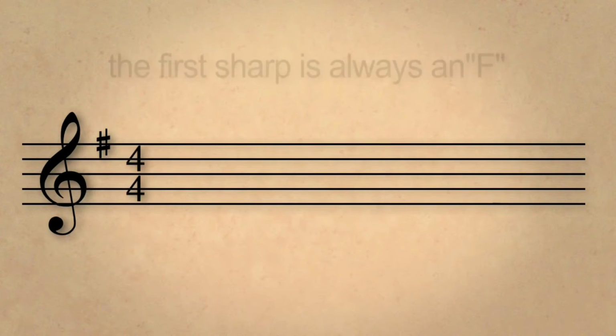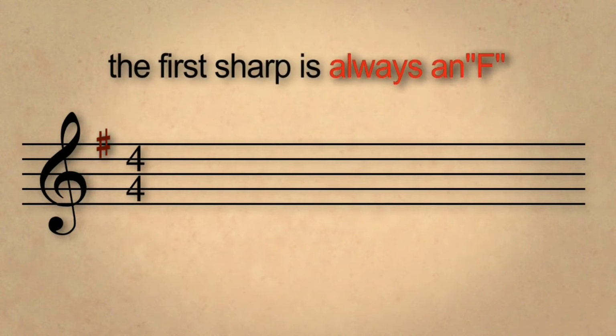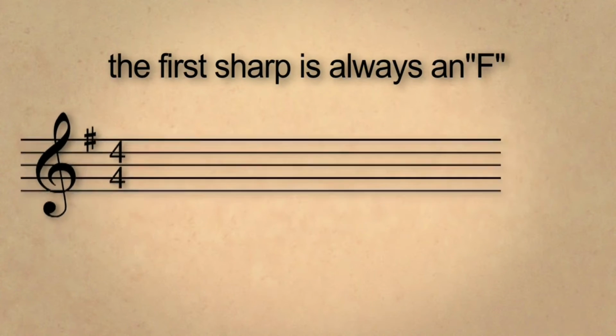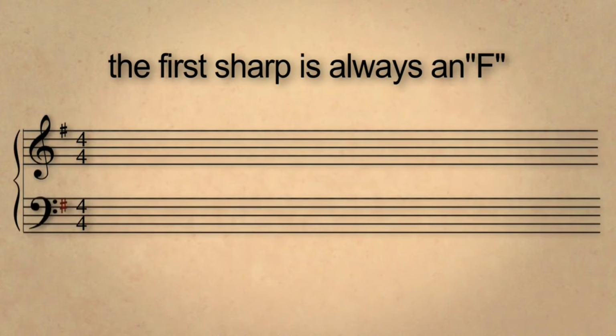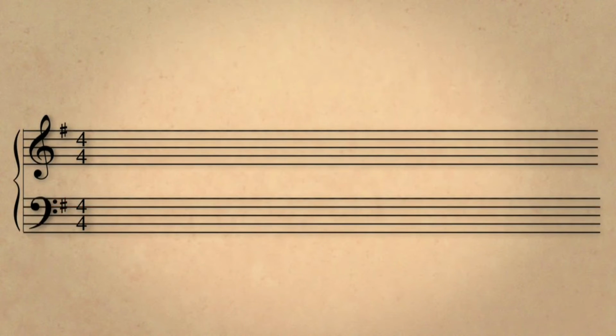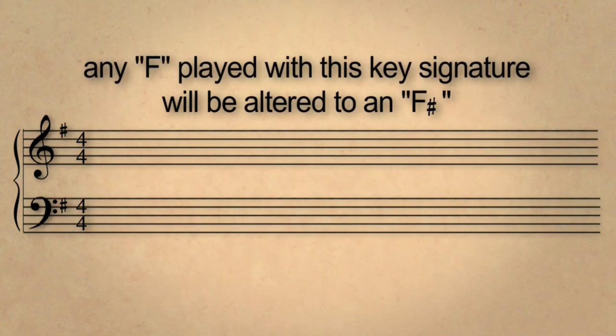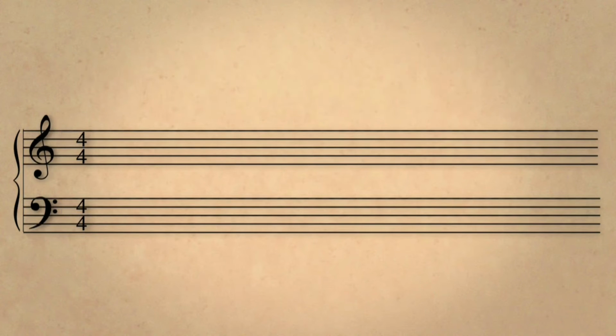Let's use 4/4. The first sharp is always an F, and in treble clef is placed on the top line, the fifth line. In a bass clef, the first sharp is placed on the fourth line. The result is that any time an F is played anywhere in this piece, the F will be altered to an F sharp. Let's play 4 Fs, 2 in the bass clef and 2 in the treble clef. Now we add a sharp sign to the beginning of the staff, and all of the Fs now become F sharps.